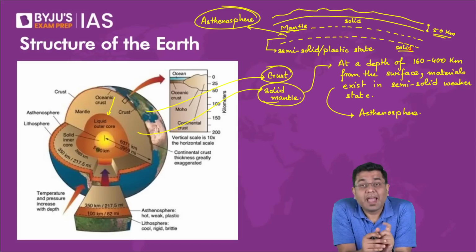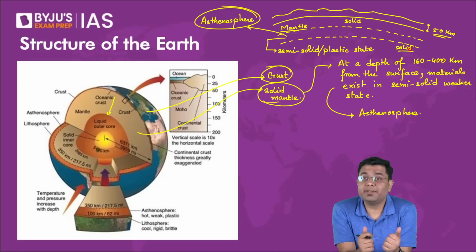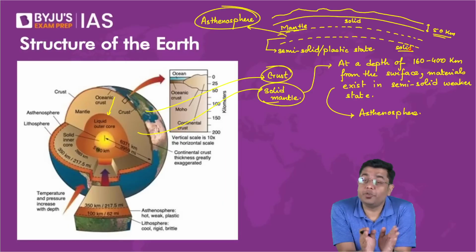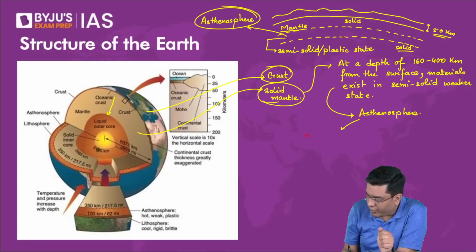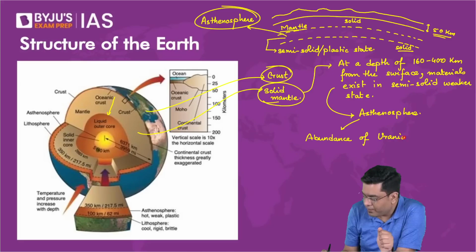That is because at this particular depth, you have a sudden abundance of radioactive materials. When we say radioactive materials, we are talking about materials such as uranium and isotopes of potassium. So they are present in abundant quantity. Okay. So first of all, abundance of uranium and potassium.